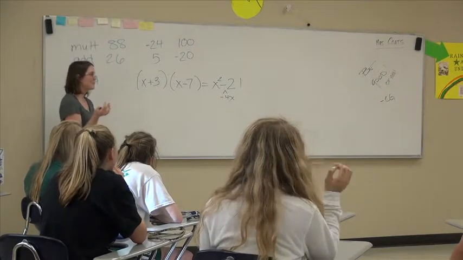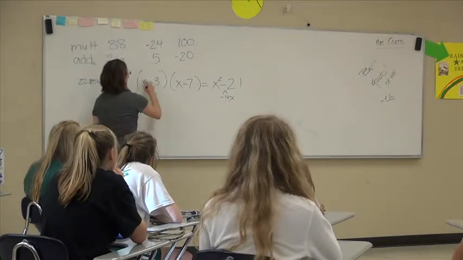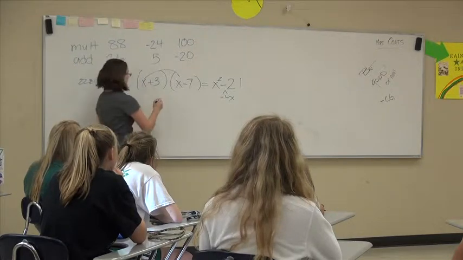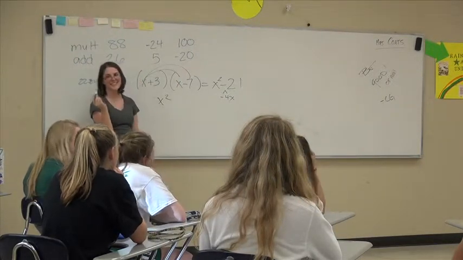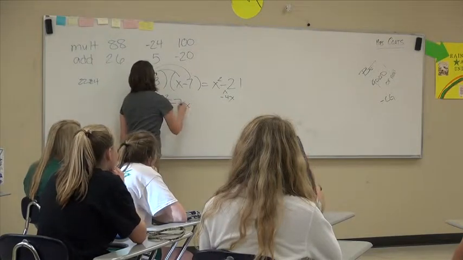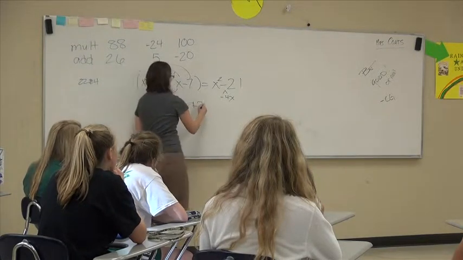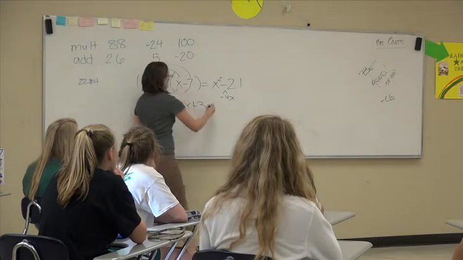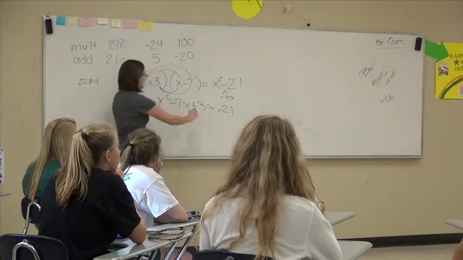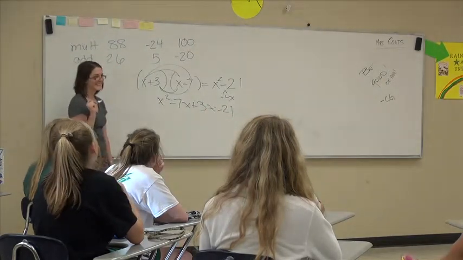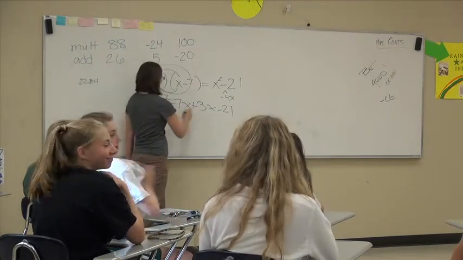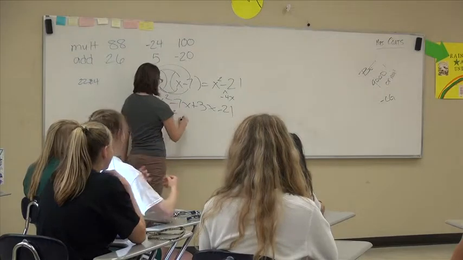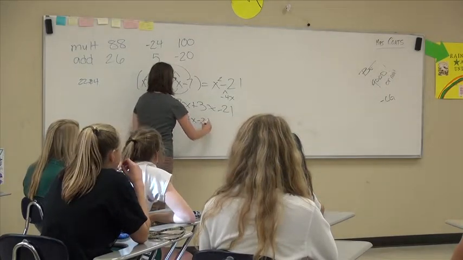Because of the outside. Yeah, so if we multiply, remember we're foiling. We're multiplying our first terms, so x times x is x squared. And then outer, x times negative 7 is negative 7x. Inner, plus 3x. And last, minus 21. Okay, are we done here? Here's our like term, so this simplifies to x squared minus 4x minus 21.